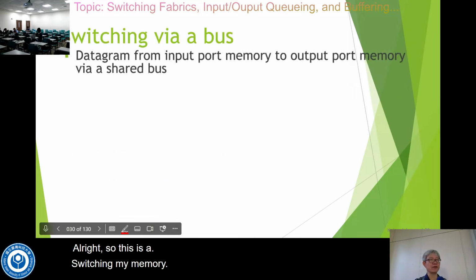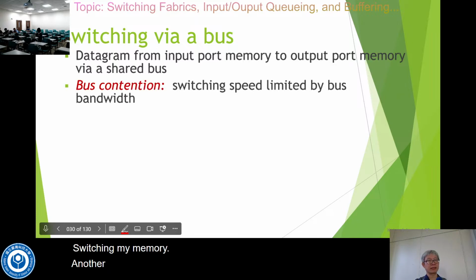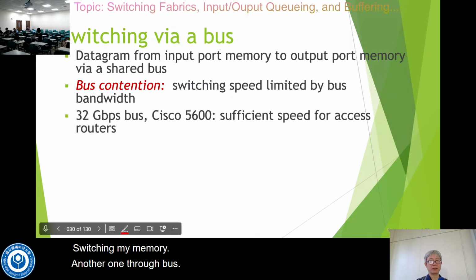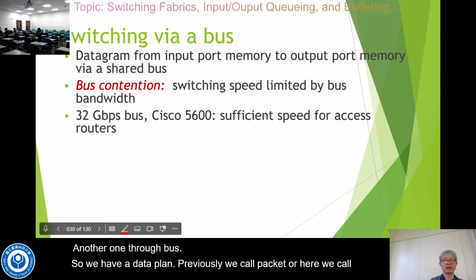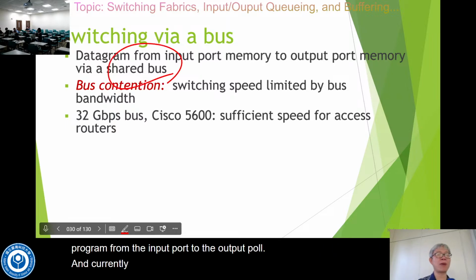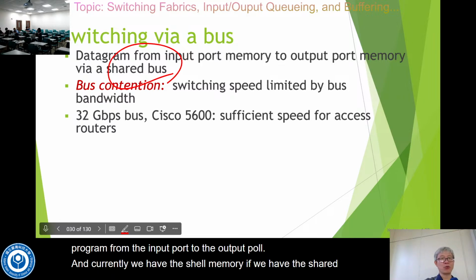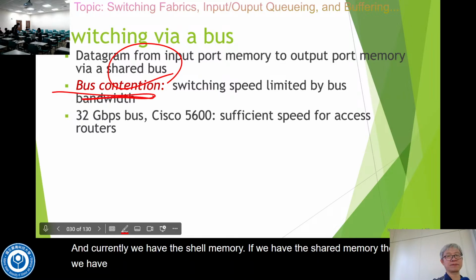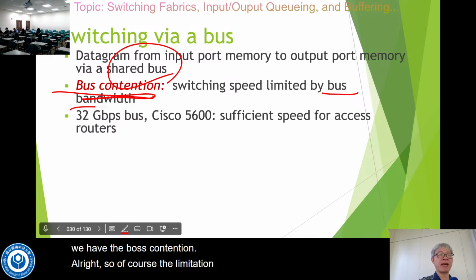And next one, through bus. So we have a datagram. Previously we called it a packet, or here we call it a datagram, from the input port to the output port. And currently we have the shared memory. If we have the shared memory, then we have the bus contention. All right, so of course the limitation is the bus bandwidth.